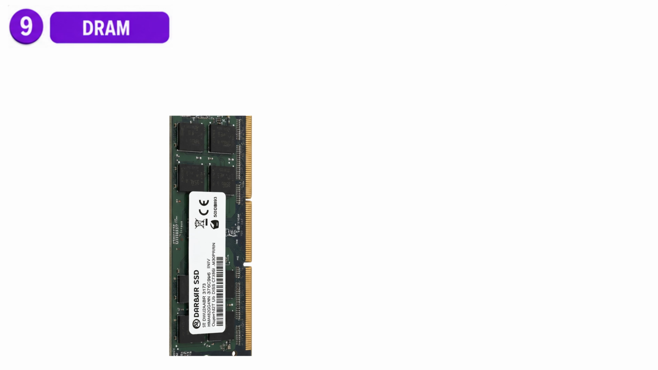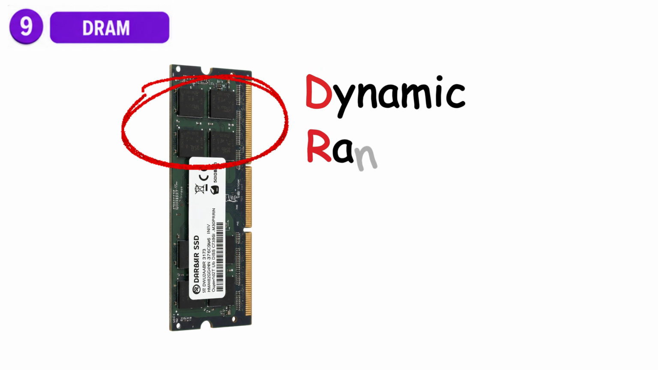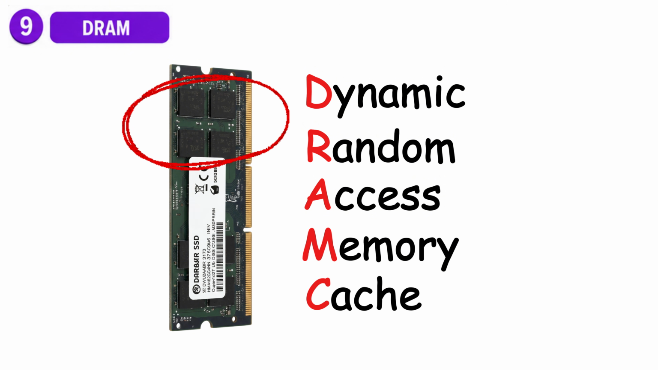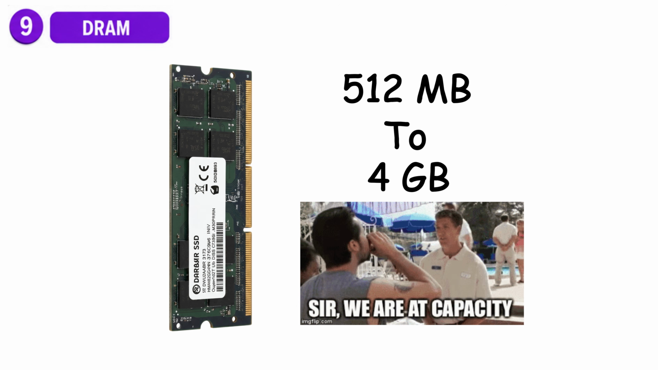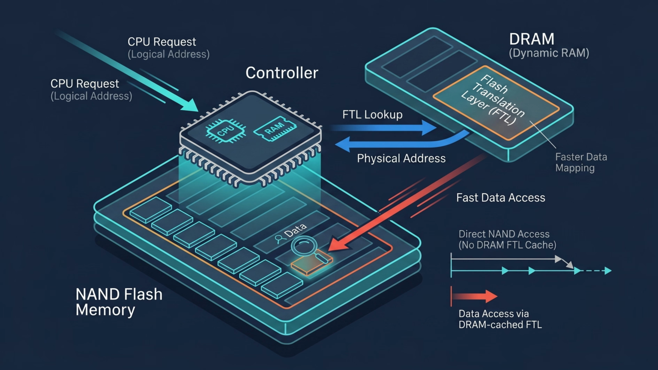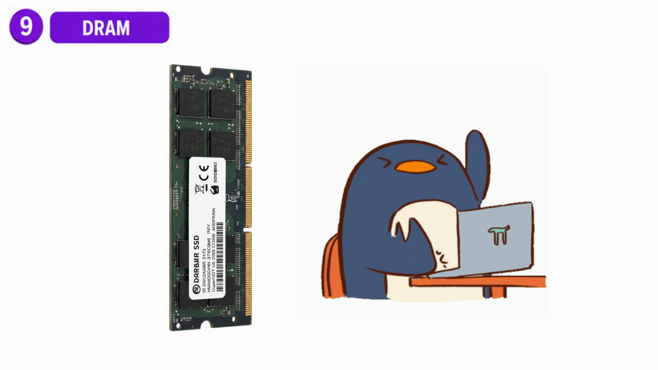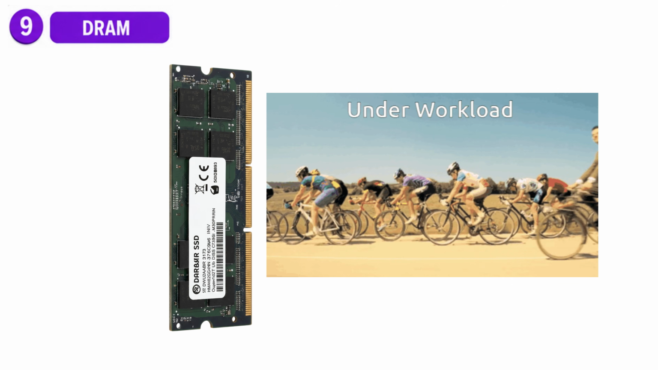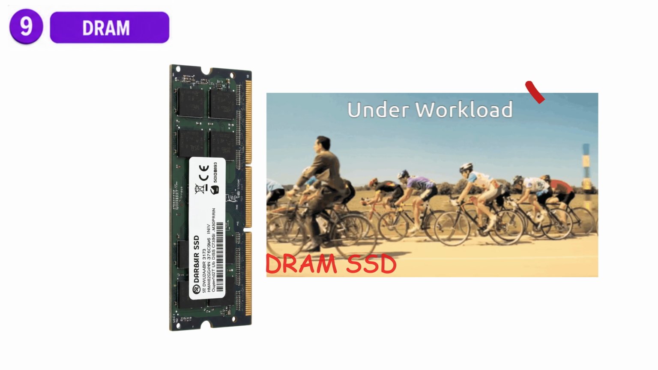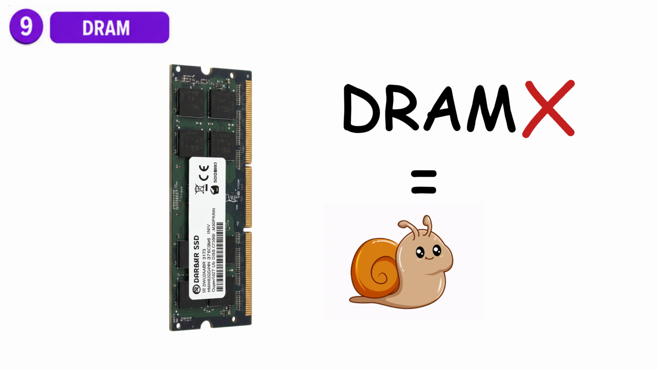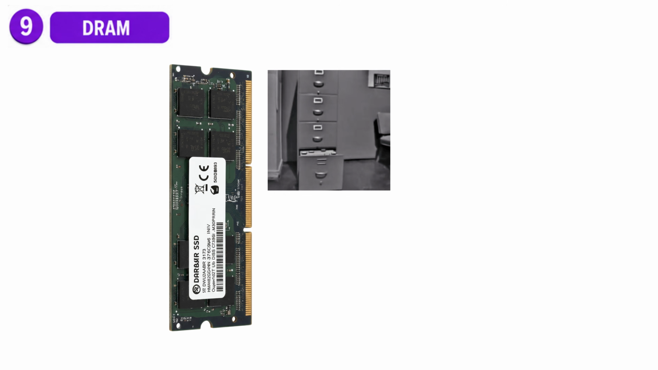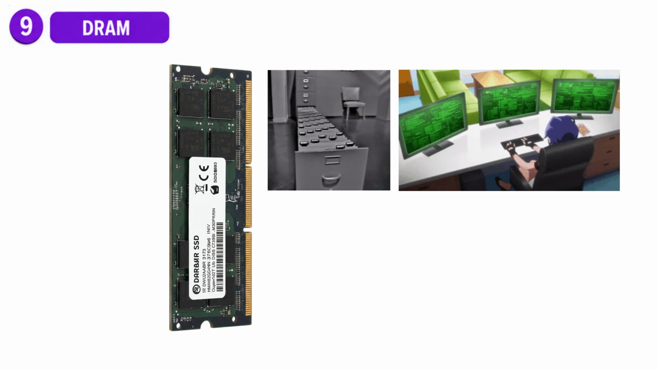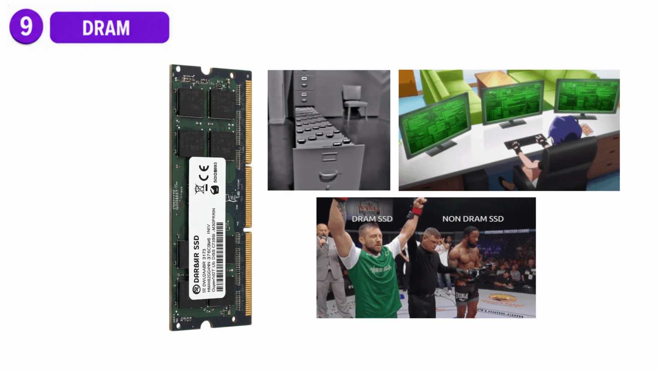DRAM SSDs. SSDs with DRAM include a dedicated dynamic random access memory cache, which usually ranges from 512 megabytes to 4 gigabytes based on the drive's capacity. This DRAM holds the flash translation layer, enabling the controller to access data more quickly. Under continuous workloads, DRAM-equipped SSDs often sustain near maximum speeds, while those without DRAM may face significant slowdowns. In professional scenarios involving large video files or virtual machines, the performance gap can be considerable.